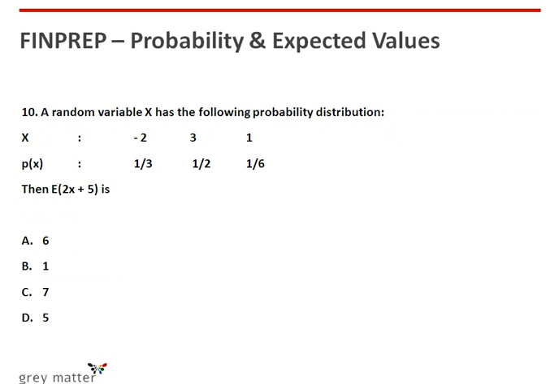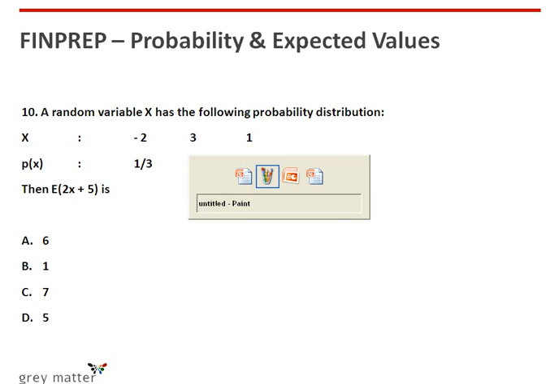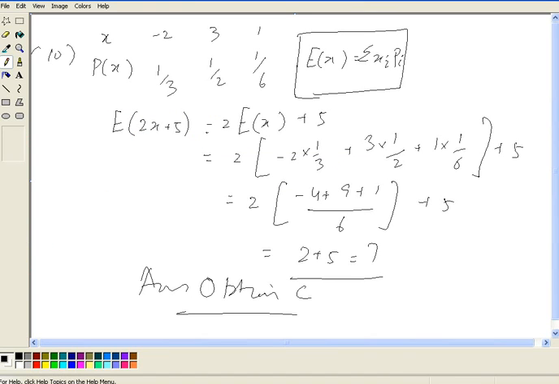10th question, a random variable x has the following probability distribution as shown, we need to find the expectation of 2x plus 5. Going to our work area, the distribution with the discrete random variable and the corresponding probability distribution is shown. Now we know that expectation of x is equal to sigma xi into pi, the corresponding probability.